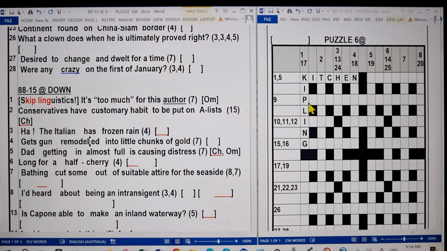Okay. Right, next one. 2 down is too long for us right now. We'll go 3 down. Right, what's 3 down? Here we go. The Italian has frozen rain. Pause, solve. There's four spaces. Pause, solve, and resume.